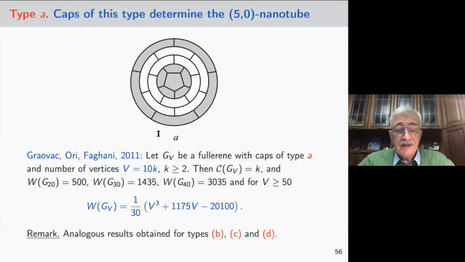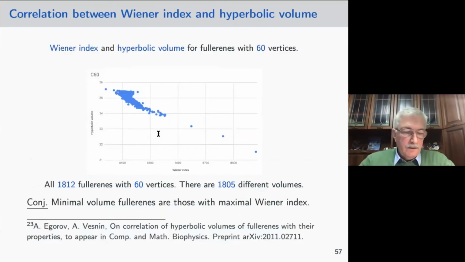So these fullerenes are maximal in the sense of Wiener index, but they still belong to the class of Pogorelov polyhedra. So we can realize this fullerene as a polyhedron in hyperbolic space with all the dihedral angles equal to pi over 2. And this is a recent project with my student Andrei Egorov, a paper which will appear very soon, possibly this year, in the Journal of Computational Mathematical Biophysics. And we discussed the relation or correlation between combinatorial parameters and geometrical parameters, between the Wiener index and hyperbolic volume.